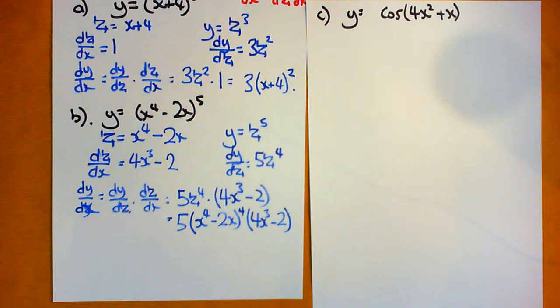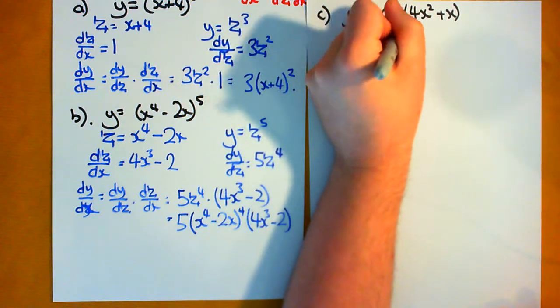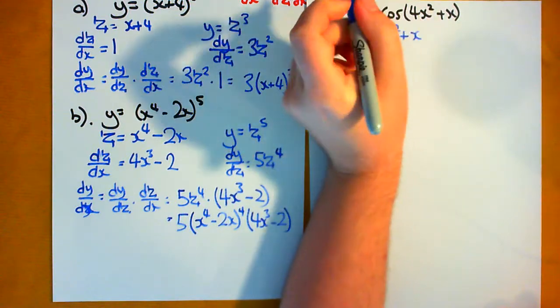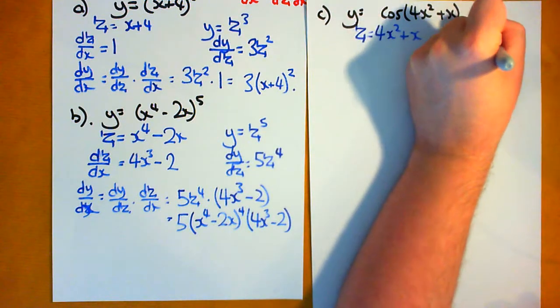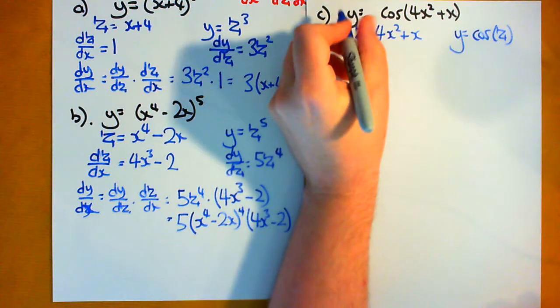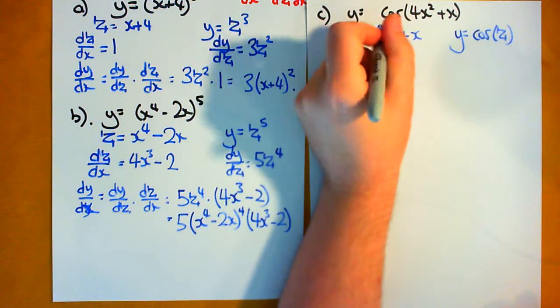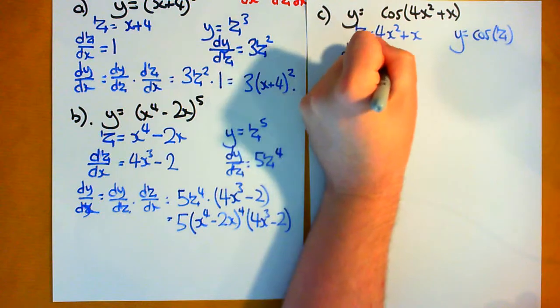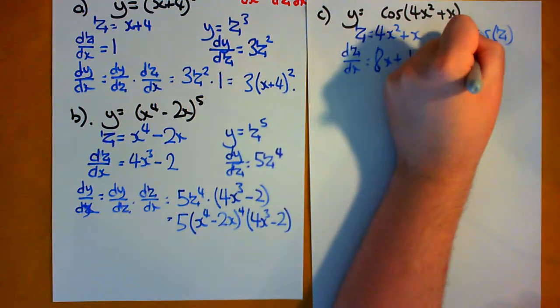Question C we have on the right hand page, which is cosine of 4x squared plus x. So same approach, we'll take z to be what's inside that bracket, so z is 4x squared plus x, and that leaves, if that bracket becomes z, y equals cosine of z. So we can now differentiate both of those. So dz by dx is 4x squared differentiates to 8x plus x differentiates to 1. So what about dy by dz?